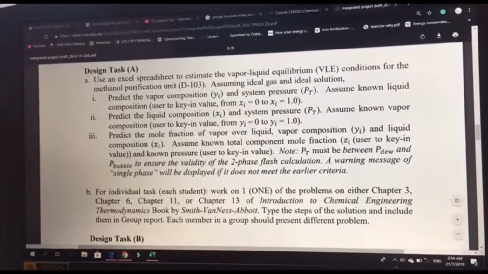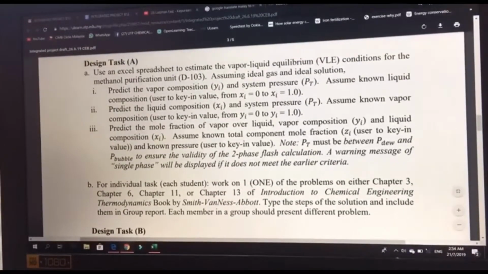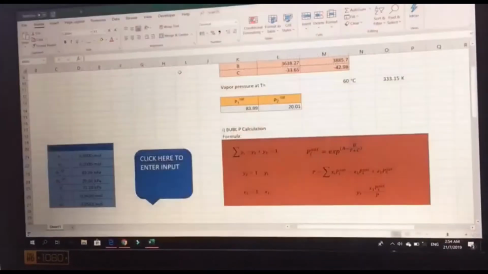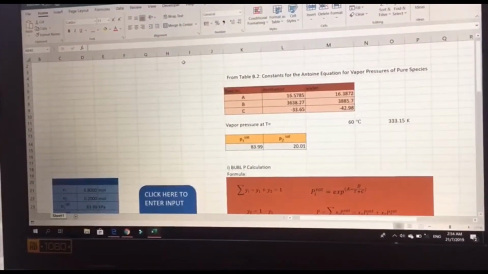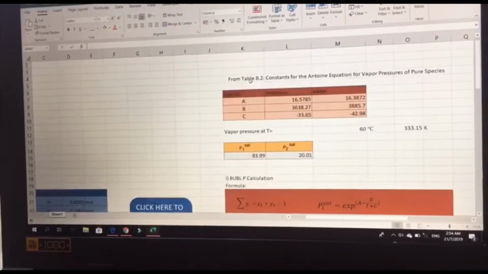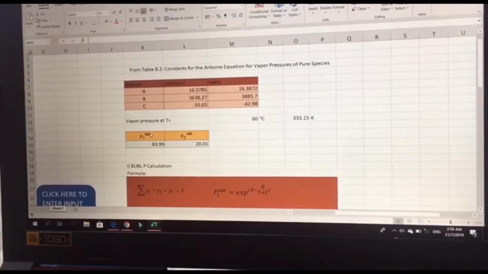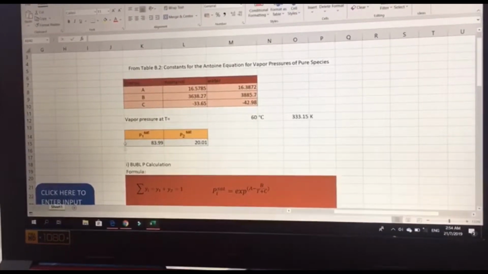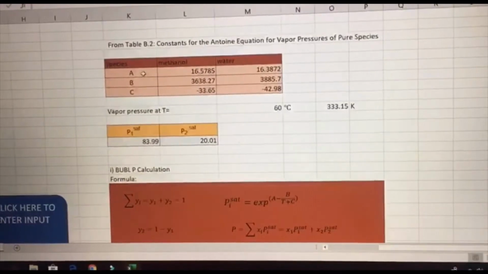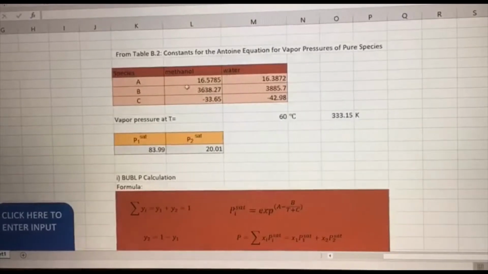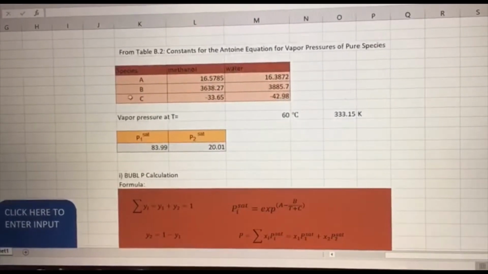I will present design task A. For design task A, we need to use an Excel spreadsheet to estimate the vapor liquid equilibrium (VLE) condition for the methanol purification unit D103. We need to use Excel and design a macro to get the solution. First, we need to find P1 set and P2 set. To get them, we can use the Antoine equation: ln P1 set equals A minus B over (T plus C).